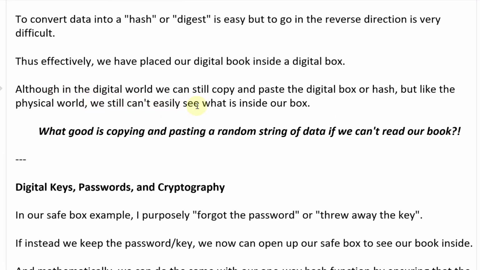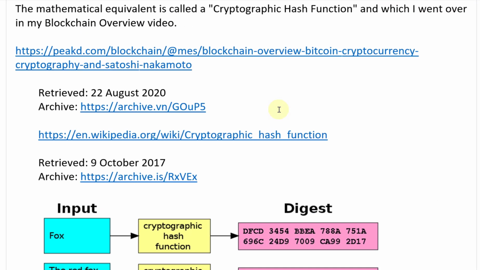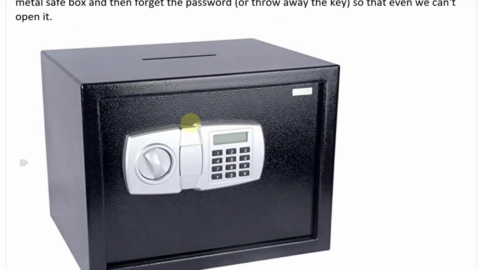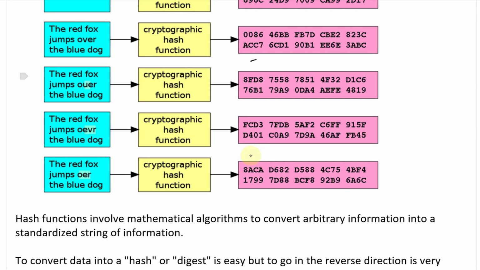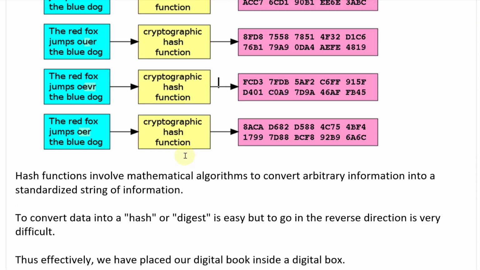Although in the digital world we can still copy and paste a digital box or hash, like the physical world, we still can't easily see what is inside our box. So yes, that's the key difference: we can put a book inside a digital box like this, but we can copy and paste it infinitely many times. We can copy and paste this string of digits and send it to everyone, but they still can't just go and find out what's inside.